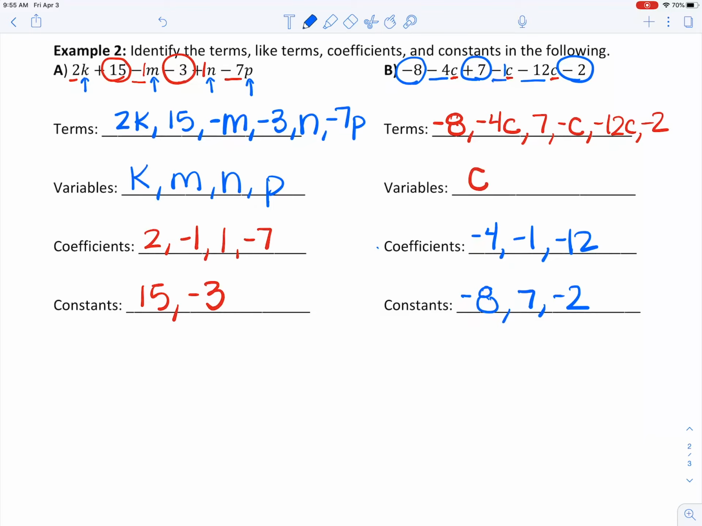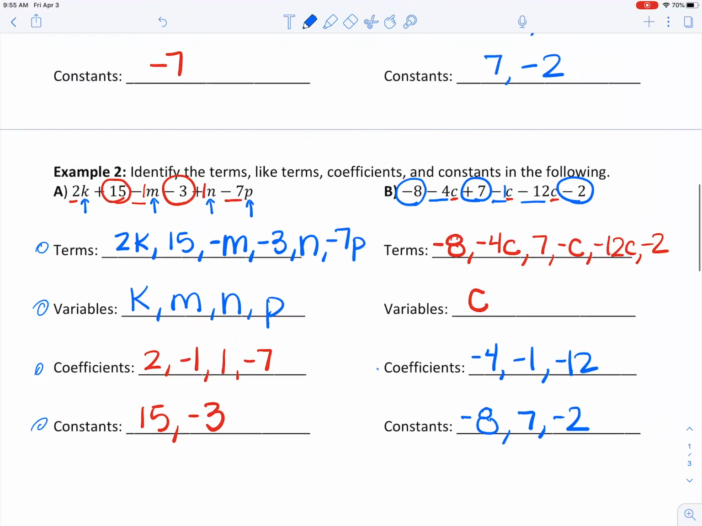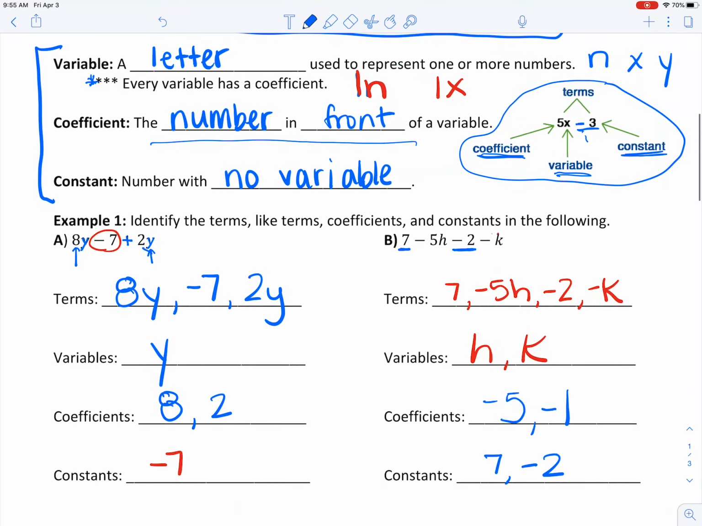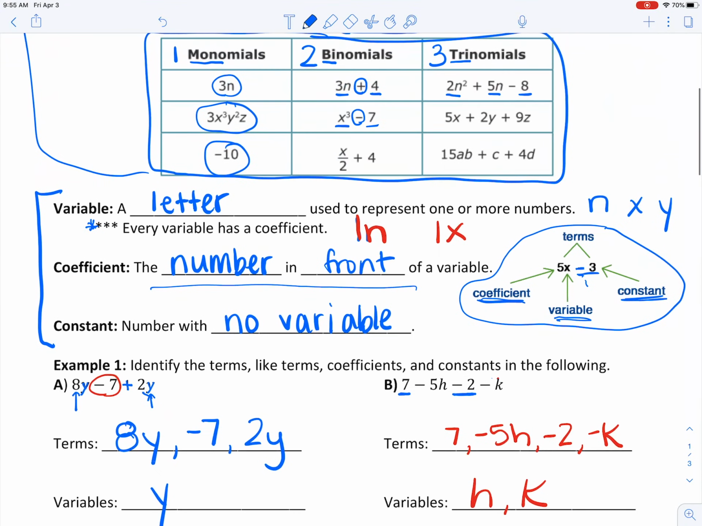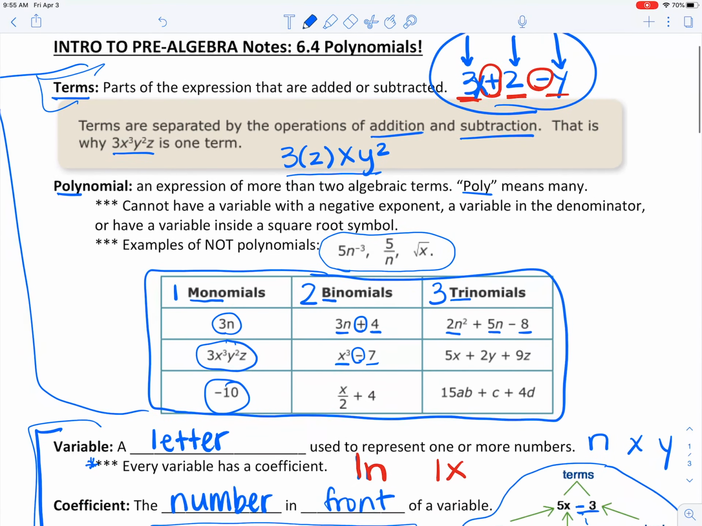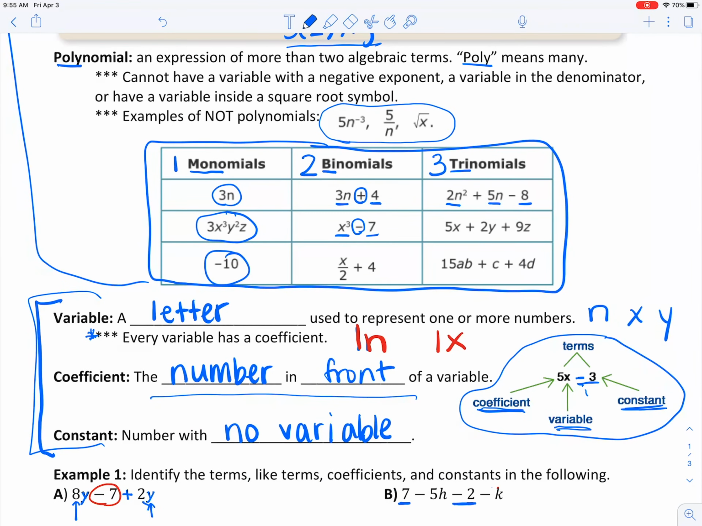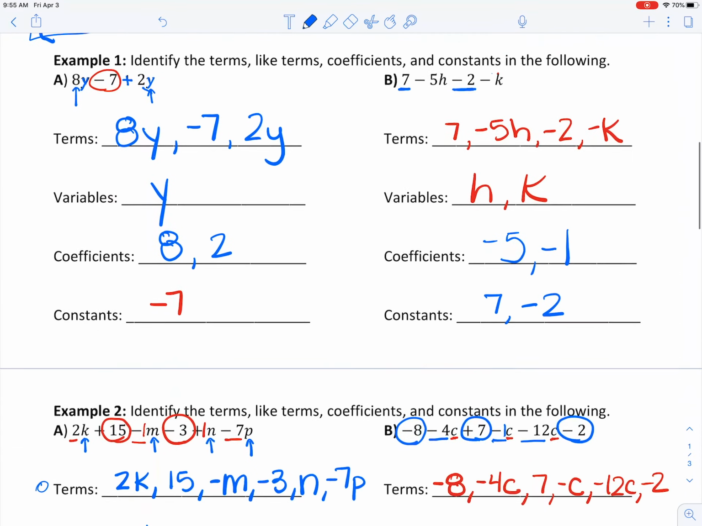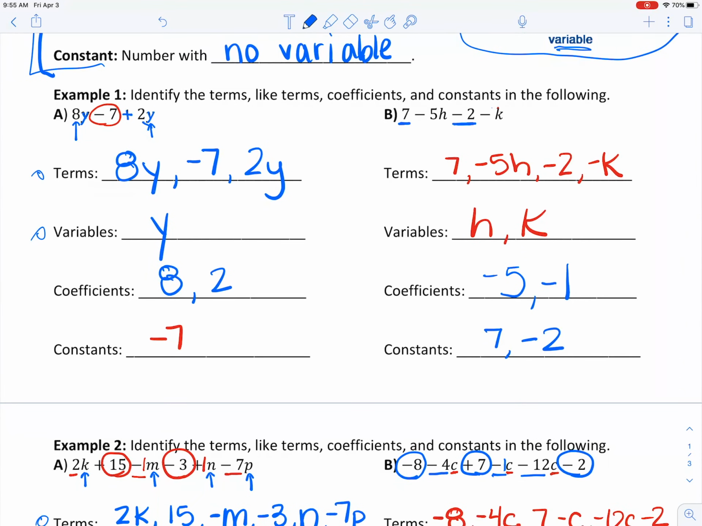Okay, so the objective for today is really just identifying what is a term, what is a variable, what is a coefficient, and what is a constant. I recommend that as you're doing today's assignment, you have one of these examples in front of you, and you also have these vocabulary words, including the term that's up here. So just look back at these notes so that you can identify yourself what are the terms, the variables, the coefficients, and the constants.